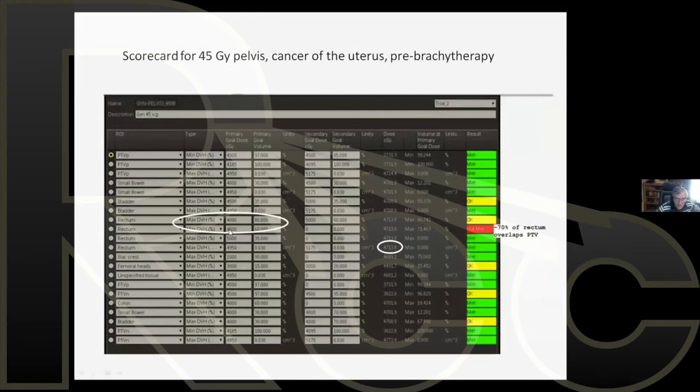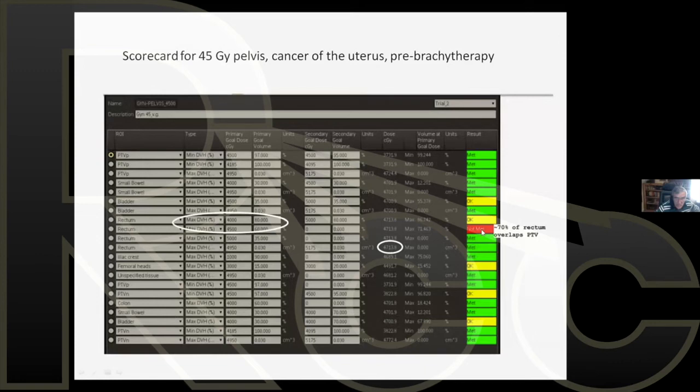So here's the one with 40 gray to 80%. We didn't make it. It was 86.7%. So that turned out to be yellow. But then we also added another constraint saying that 45 gray had to be under 60% of the rectum. We did not make that. We went up to 71%, and that turned it red.